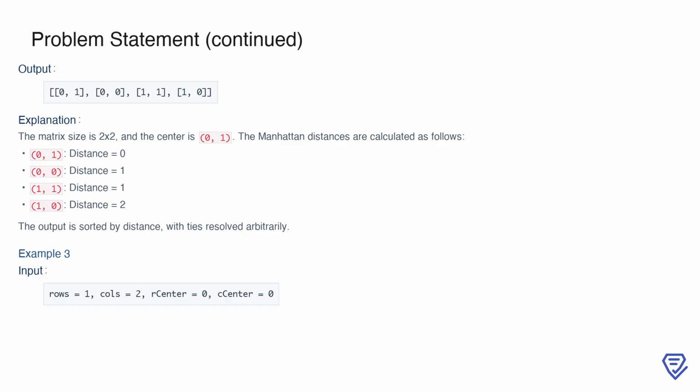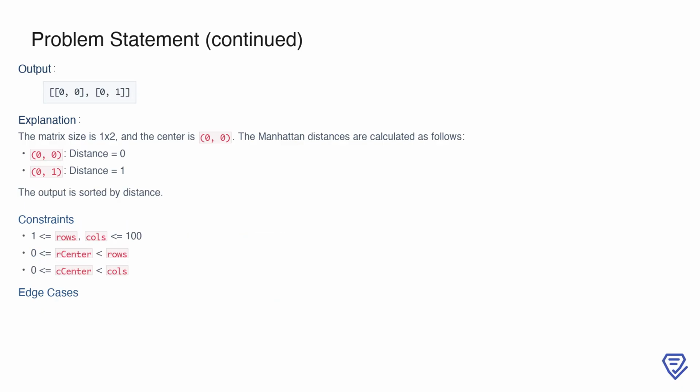Now, let's look at the third example, which involves a smaller matrix. In the third example, the matrix is 1 times 2, which means there is only one row and two columns. The center is at 0, 0. The distance to the center itself is 0, and the distance to the other cell, 0, 1, is 1, as the row difference is 0 and the column difference is 1. Since there are only two cells, the output, when sorted by distance, is simply [0,0], [0,1]. These examples demonstrate how to calculate Manhattan distances and sort the cells accordingly.